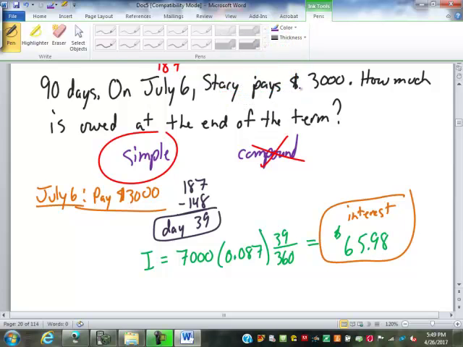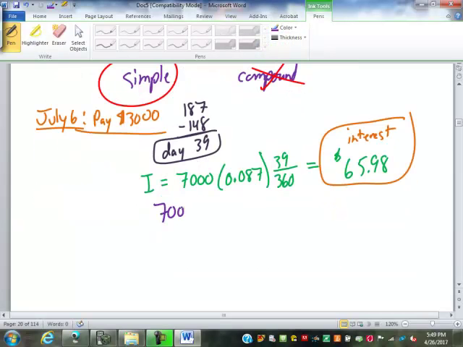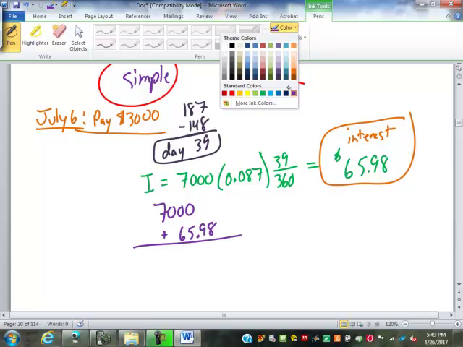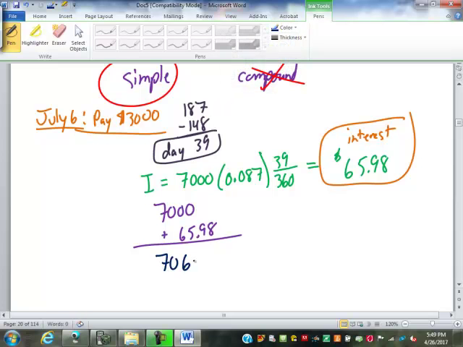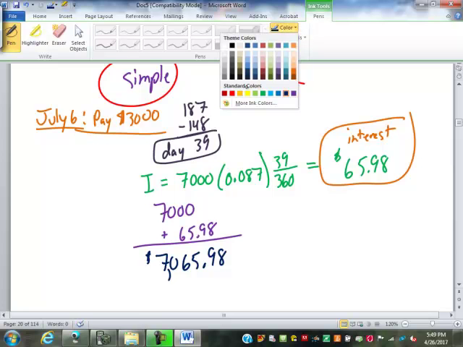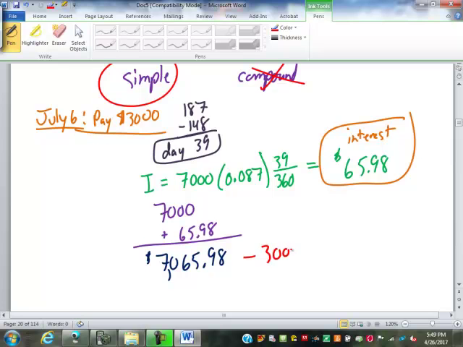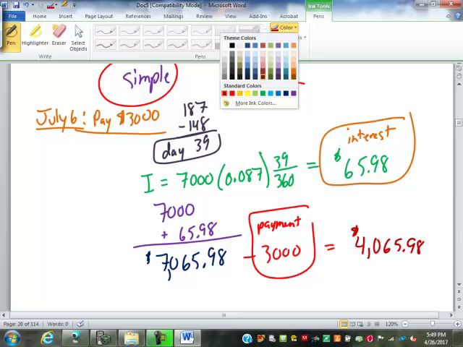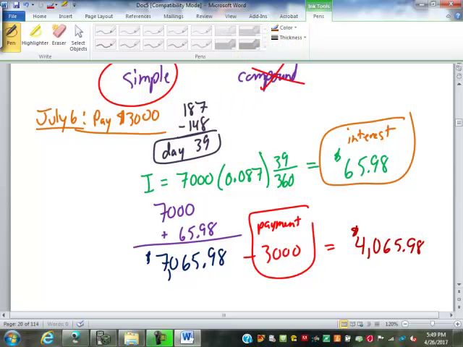So before we make the payment, we have to add that to our principal to get the balance before the payment, which is $7,065.98. Then we can subtract the $3,000 payment to get that the balance after the payment is $4,065.98. And then, of course, nothing else happens until the end of the loan, maturity.